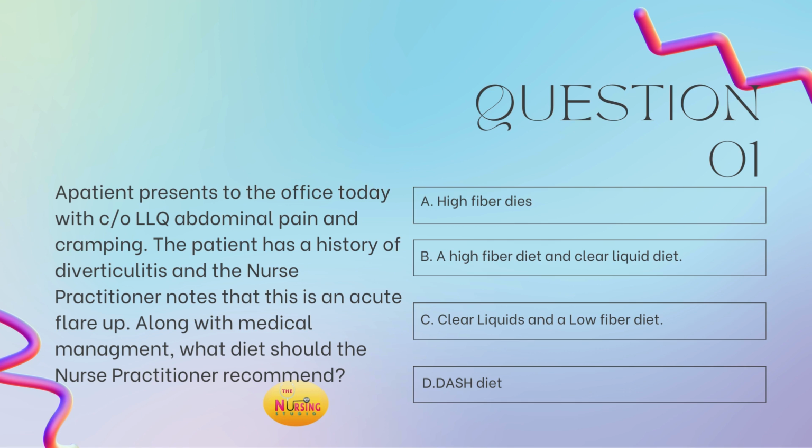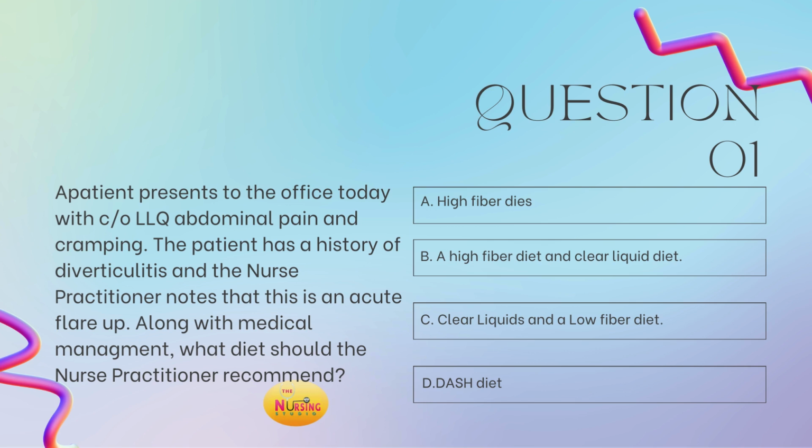All right, you guys, I always recommend reading the stem of the question first so that it slows you down and allows you to focus and realize if you're even answering what they're asking you in this question. So here, the stem of the question states, along with medical management, what diet should the nurse practitioner recommend? So we've got to take it back, see what we're even treating, what is the diagnosis, how are we proceeding? So the patient came in complaining of left lower quadrant abdominal pain and cramping, classic presentation for diverticulitis. They already have a history of diverticulitis, and the nurse practitioner notes that this is an acute flare up.